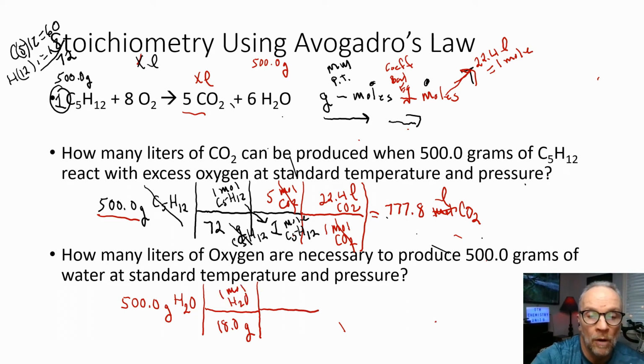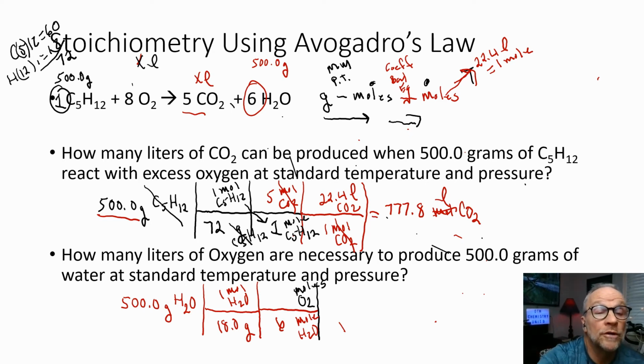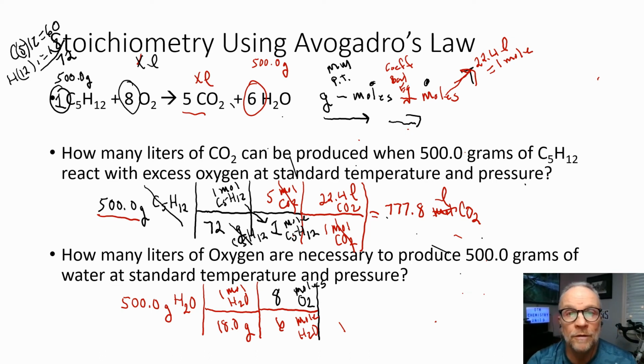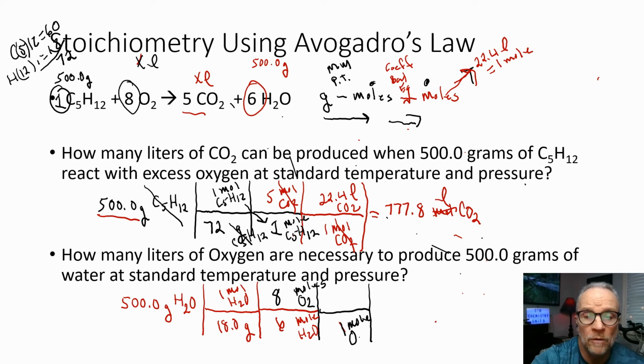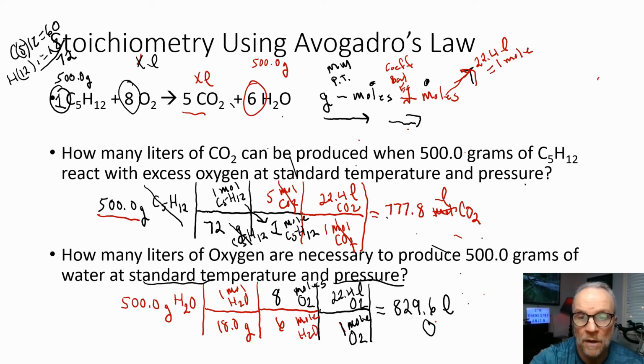And then we'll go over our mole bridge, changing chemical species. We'll have moles of water on the bottom. And here we have 6 moles of water. And then we'll have moles of oxygen on top, because that's what we're solving for. We're eventually going to get to liters there. We've got to go to moles first, have 8 moles. You've got to crawl before you can walk, right? And then finally, our last step here will be moles to liters. For every 1 mole of O2 at standard temperature and pressure, STP, we have 22.4 liters of O2. And if you do that one, you get 829.6 liters of oxygen.